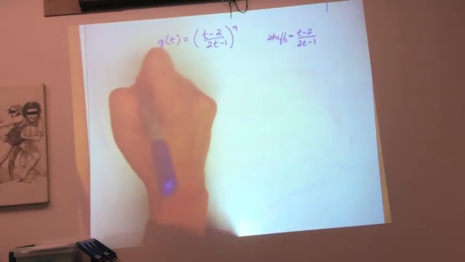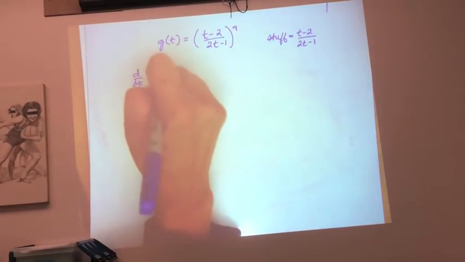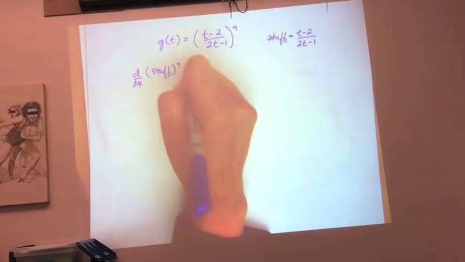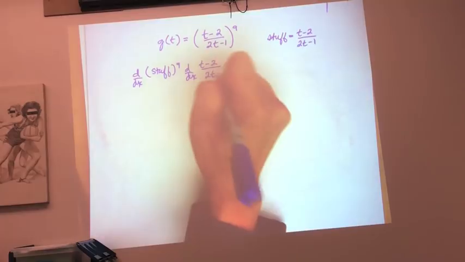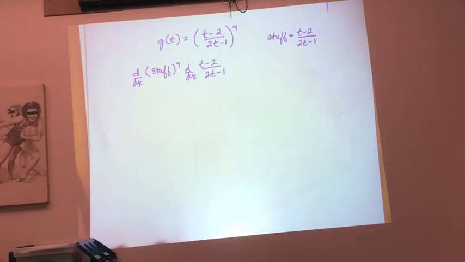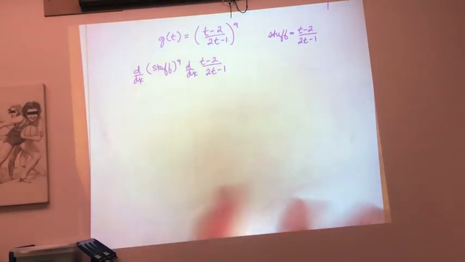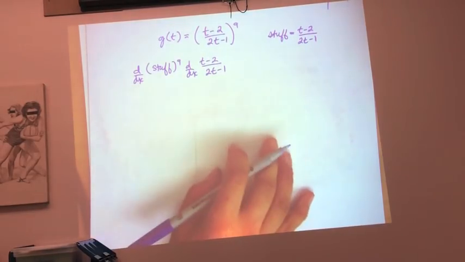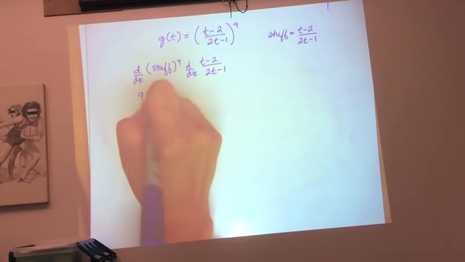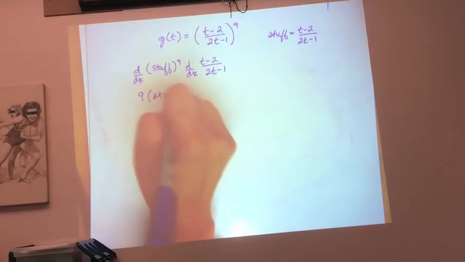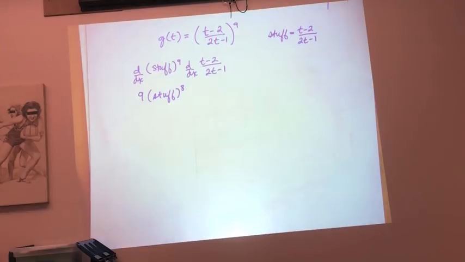So first thing I'm going to do is I'm going to derive my outer, and then I'm going to derive my inner. Okay, and I'm just going to take it in order so that I'm not deriving more than I can at the same time, and so I'm not forgetting anything. So in here, I'm going to have 9, and then I'm going to put my stuff, right? And then I'm going to subtract 1, and so I get 9 stuff to the 8th power.